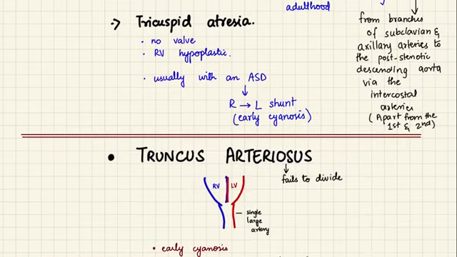And lastly, we have the truncus arteriosus, which fails to divide into the aorta and the pulmonary trunk, and there is a single large artery that arises from the right ventricle and the left ventricle. So this will also present as early cyanosis because the deoxygenated blood from here and the oxygenated blood from here are going to mix as soon as they get out of the respective ventricles. So that is the last of the congenital disorders, and that's it.